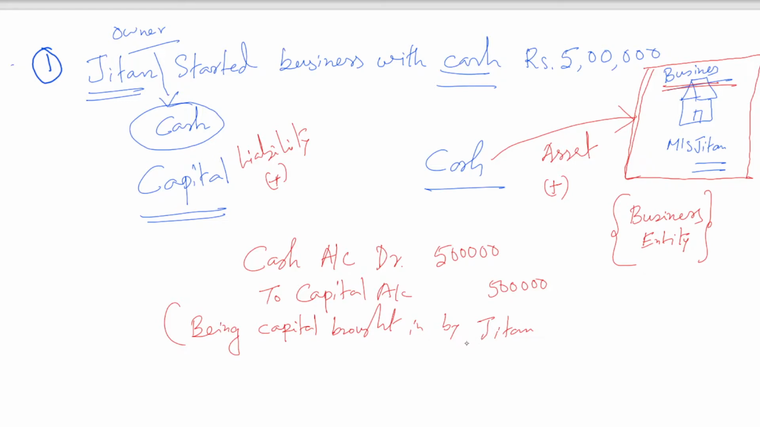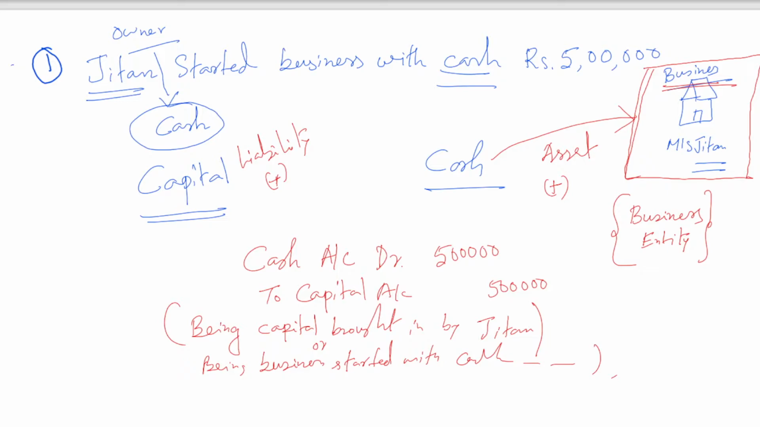Okay, business started with the capital, whatever name you can write, or you can write things like this: being business started with cash worth rupees 5 lakhs. This way you can pass the journal entry, right? So this is the entry you can pass.